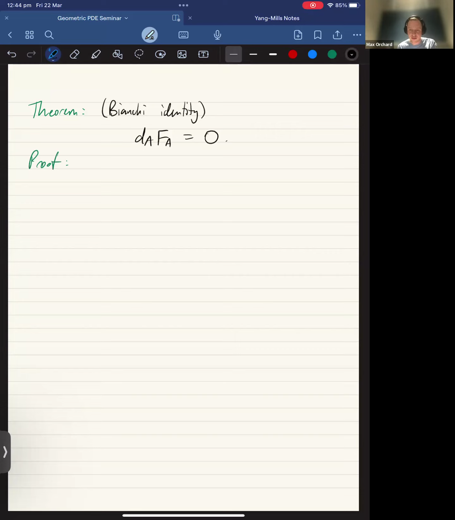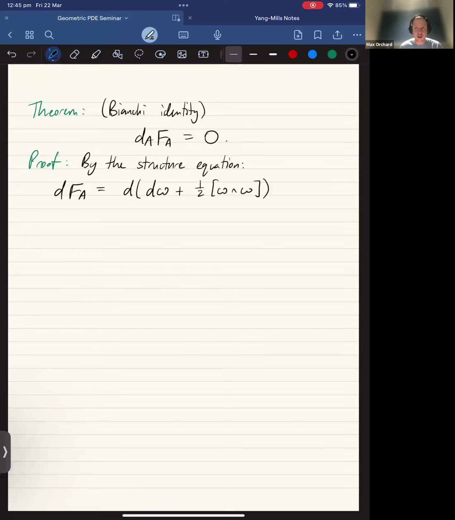Now, the proof of this, I'm going to start actually by the structure equation that was given in the last theorem. We know that the exterior derivative of, well, not the covariant derivative, just the exterior derivative here, I believe. This is going to be given by the exterior derivative of this here. This is exactly the structure equation.